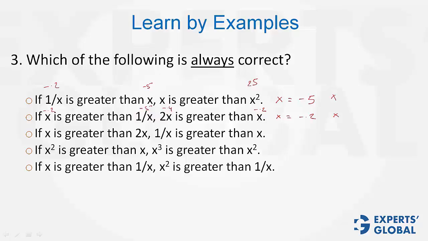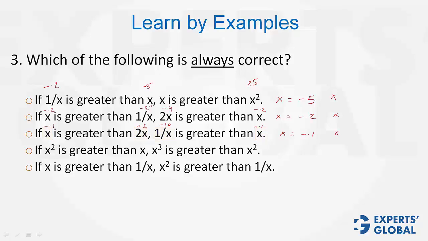Look at the third one now. For a small negative number, such as negative 0.1, x is greater than 2x because 2x would be more negative, a negative 0.2. So this condition is satisfied. But 1 divided by x becomes negative 10, a big negative number, which is not greater than x. X is a smaller negative number. So even this statement has been contradicted for x equals negative 0.1. So this can also be eliminated.